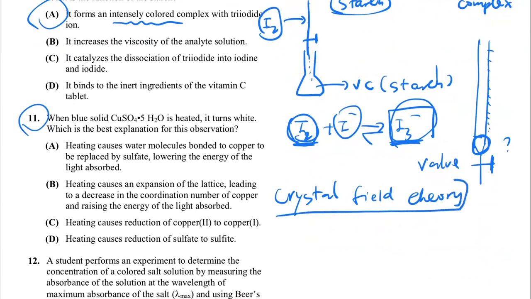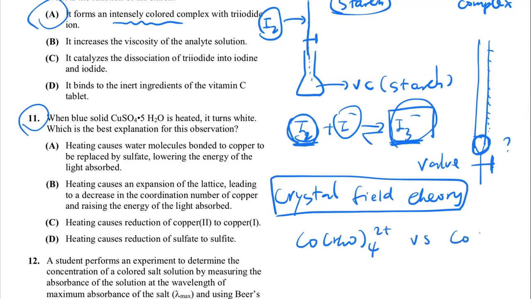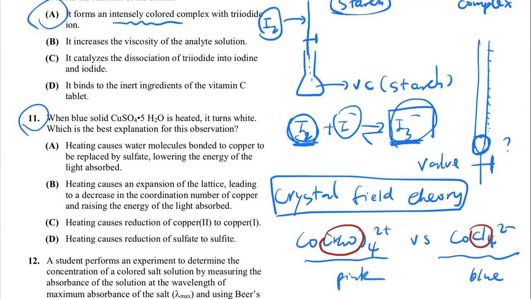So you need to have some fundamental idea about crystal field theory, because this is how we explain why these two ions have different colors. The left one, as we mentioned, is pink, right? The right one is blue. They have different ligands, chloride and water, right? So crystal field theory can explain why they have different colors, right?